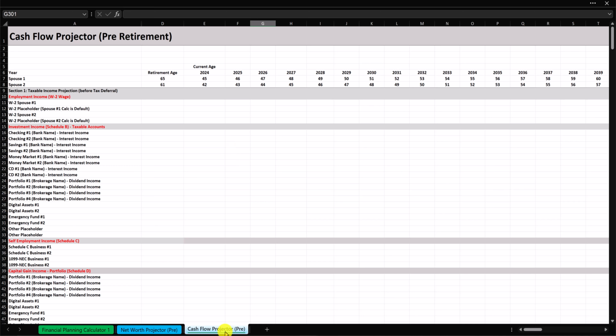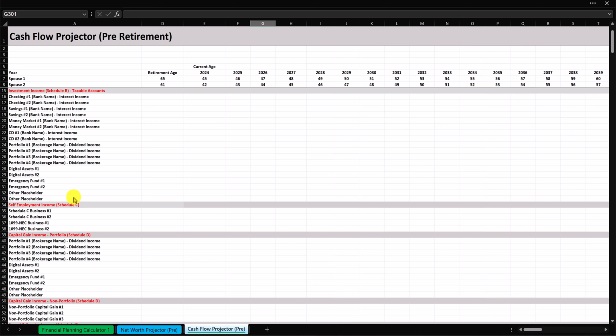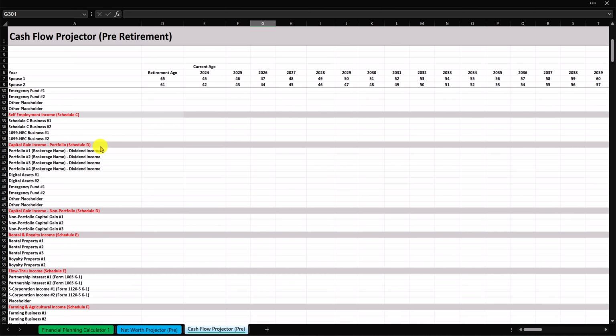Next on the list is going to be our self-employment Schedule C income. This is if you have your own business or you have a business where you receive a 1099 NEC from a third party. And that would be the case if you work as an independent contractor rather than an employee. After that, we're going to have our capital gain income, which is a Schedule D item.